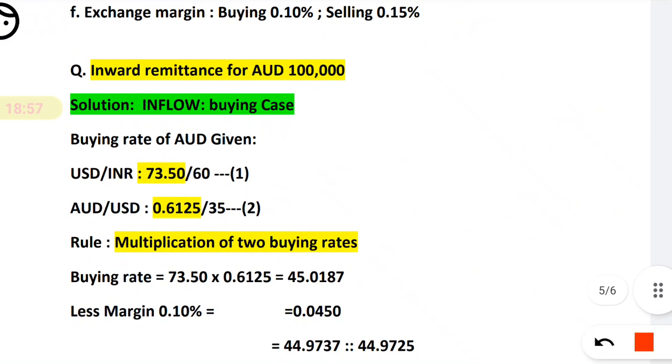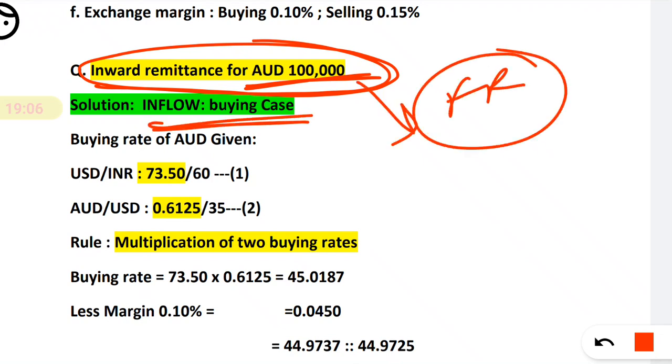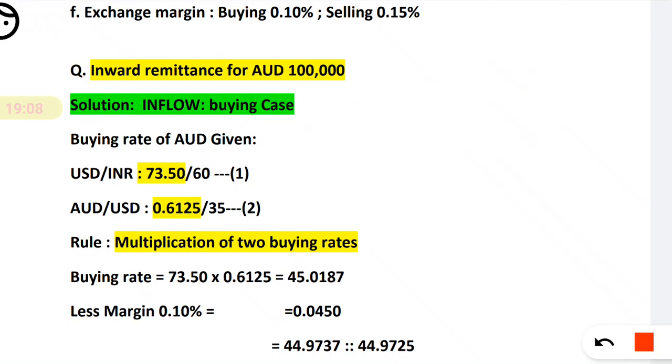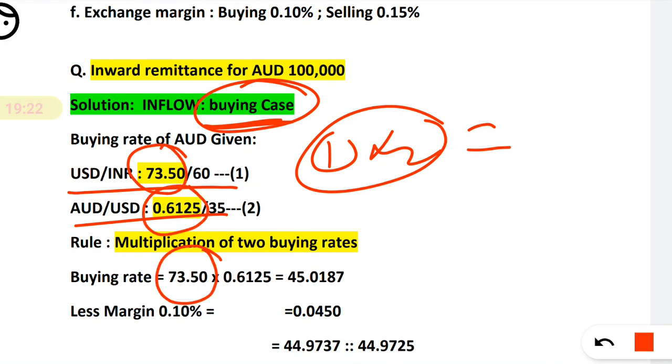When they have directly mentioned inward remittance of $1 lakh, obviously when there is inflow, that is a purchase transaction. So the buying rate we have to apply. We multiply the two equations to get the required rate. As it is a buying case, we multiply only the buying rates. So what is the buying rate? 73.50 for the first equation, and 0.6125 for the second equation. So you will get the required rate.